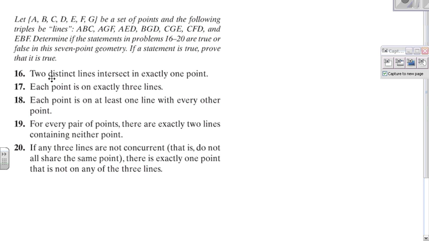So let's determine if the following statements are true or false. 2 distinct lines intersect in exactly 1 point. So that means that they can only share 1 letter. So just looking at the lines that we have, ABC, AGF, they only share A. AED only shares A with either of those 2.